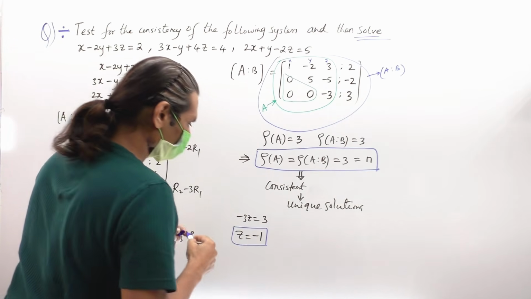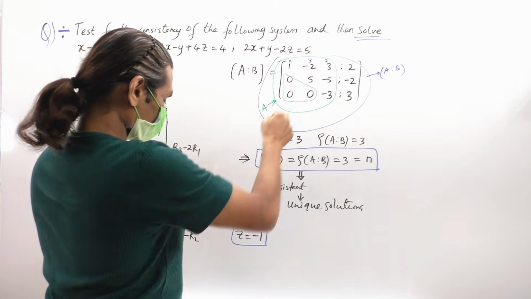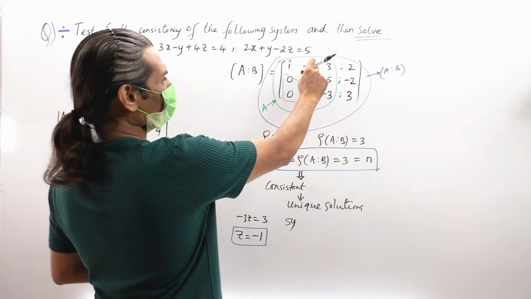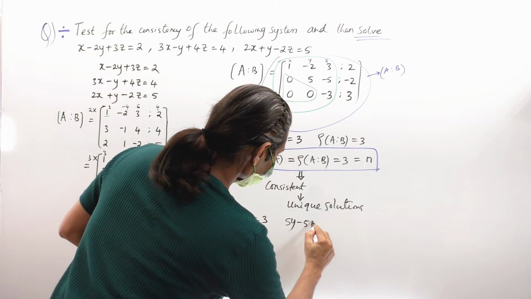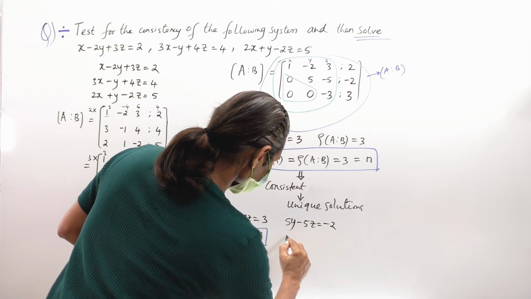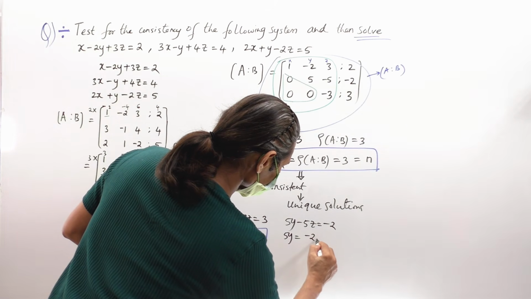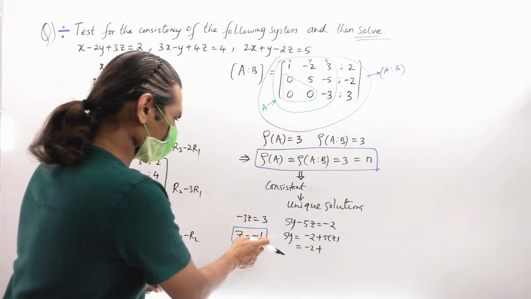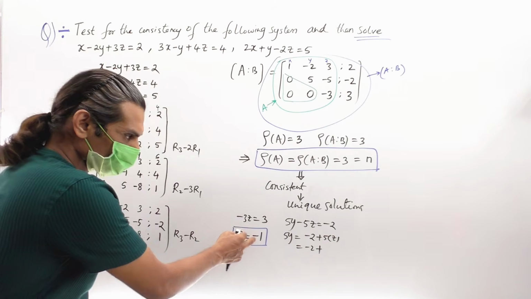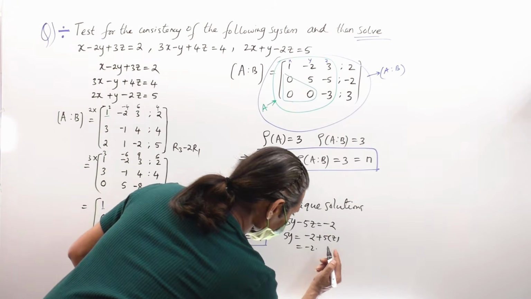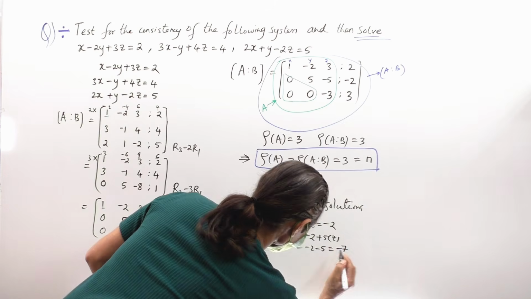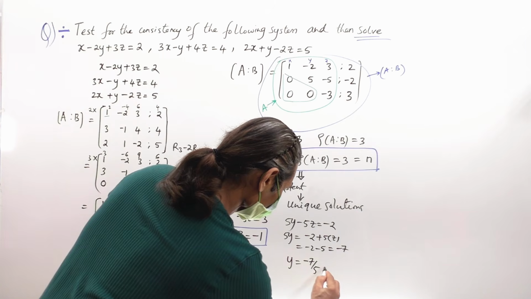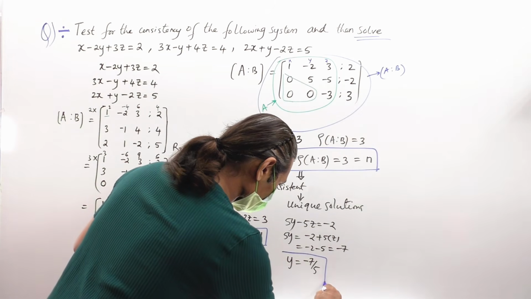Next, put it in the second row. What is the second row? 0x and 5y minus 5z is equal to minus 2. So, 5y is equal to minus 2 plus 5 into z. Z is minus 1, so 5 into minus 1 is minus 5. That is equal to minus 7. So, 5y is equal to minus 7, and y will be equal to minus 7 by 5.